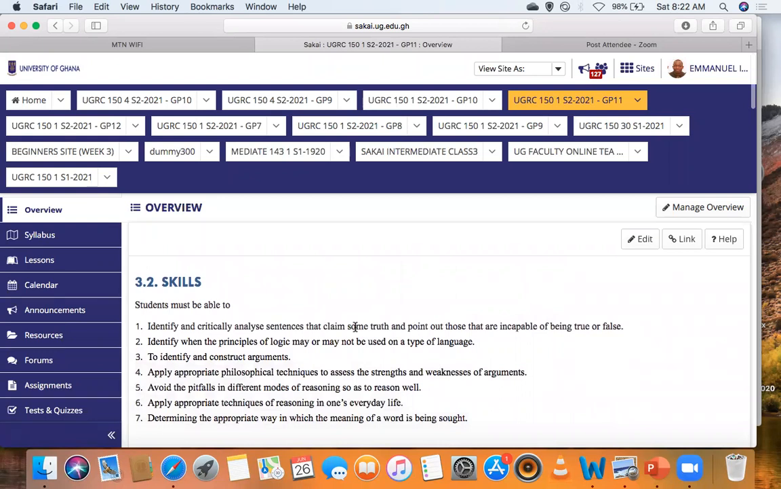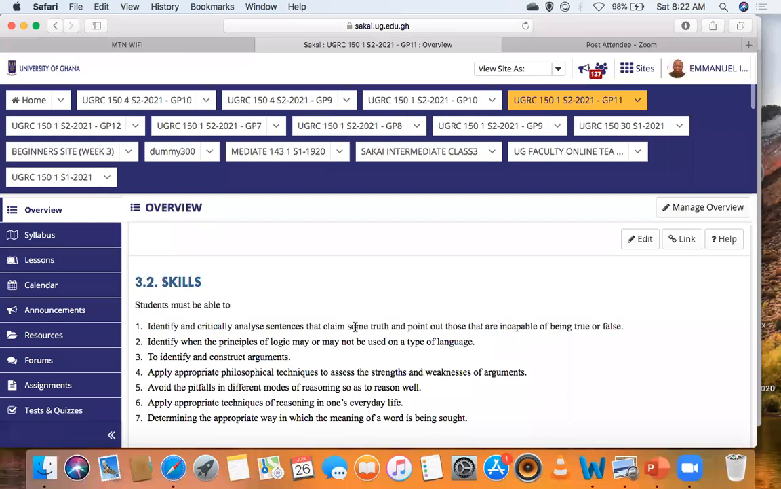Okay, so there are certain skills we hope to acquire by the end of the course. I think you can go back to this syllabus and read these skills so that you would be clear about what you want at the beginning of the course. For instance, number 1, we want to be able to identify and critically analyze sentences that claim some truth, or point out those that are incapable of being true or false. And then 2, we want to be able to identify when the principles of logic may or may not be used on a type of language.